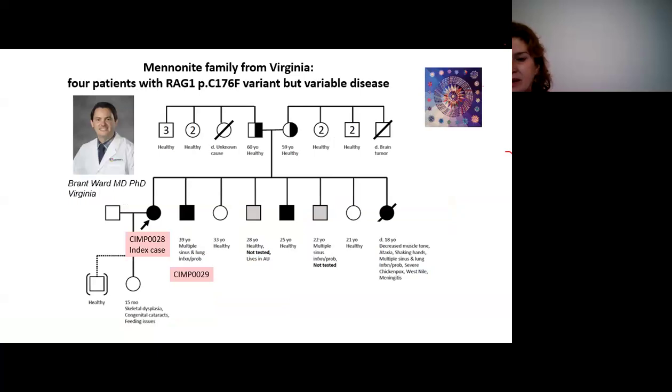So this is Brent Ward, who is now in DC, who found this family, where you can see that the index case is a female who had very severe disease, but all of his brothers, these two brothers, are healthy. And then she had a sister who also died of chickenpox, West Nile meningitis, and other infections.